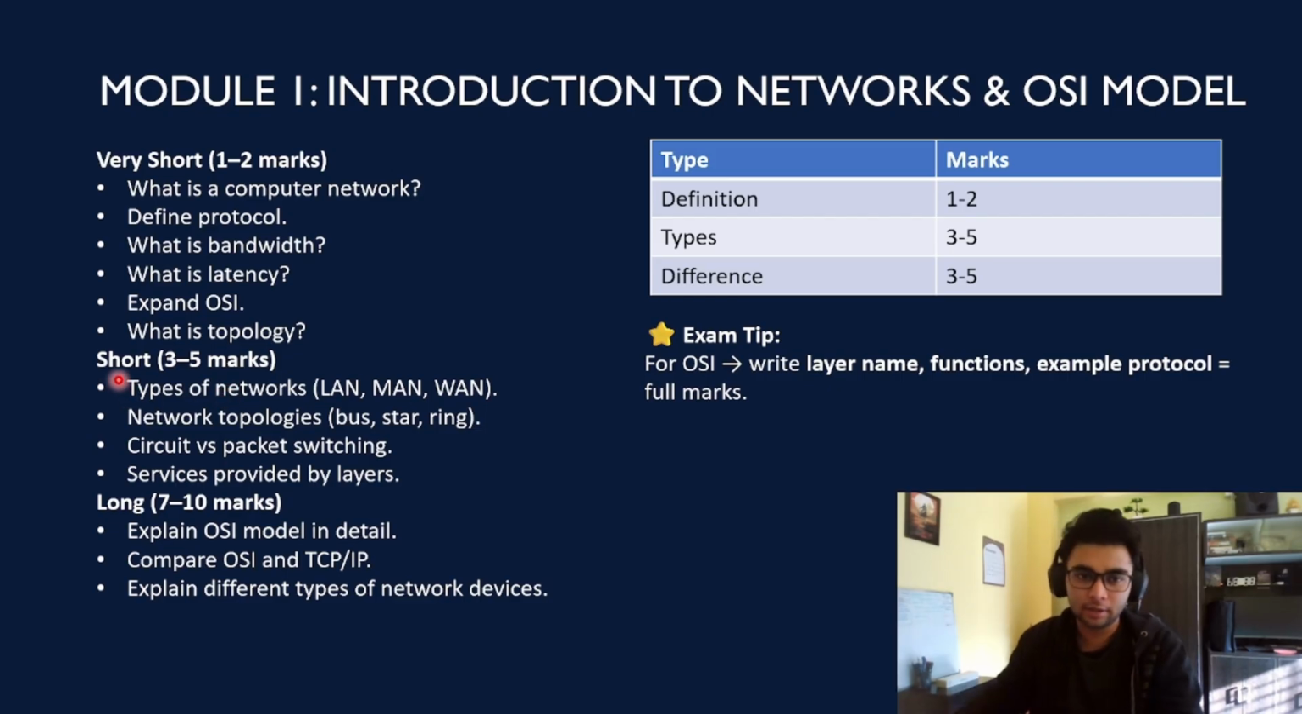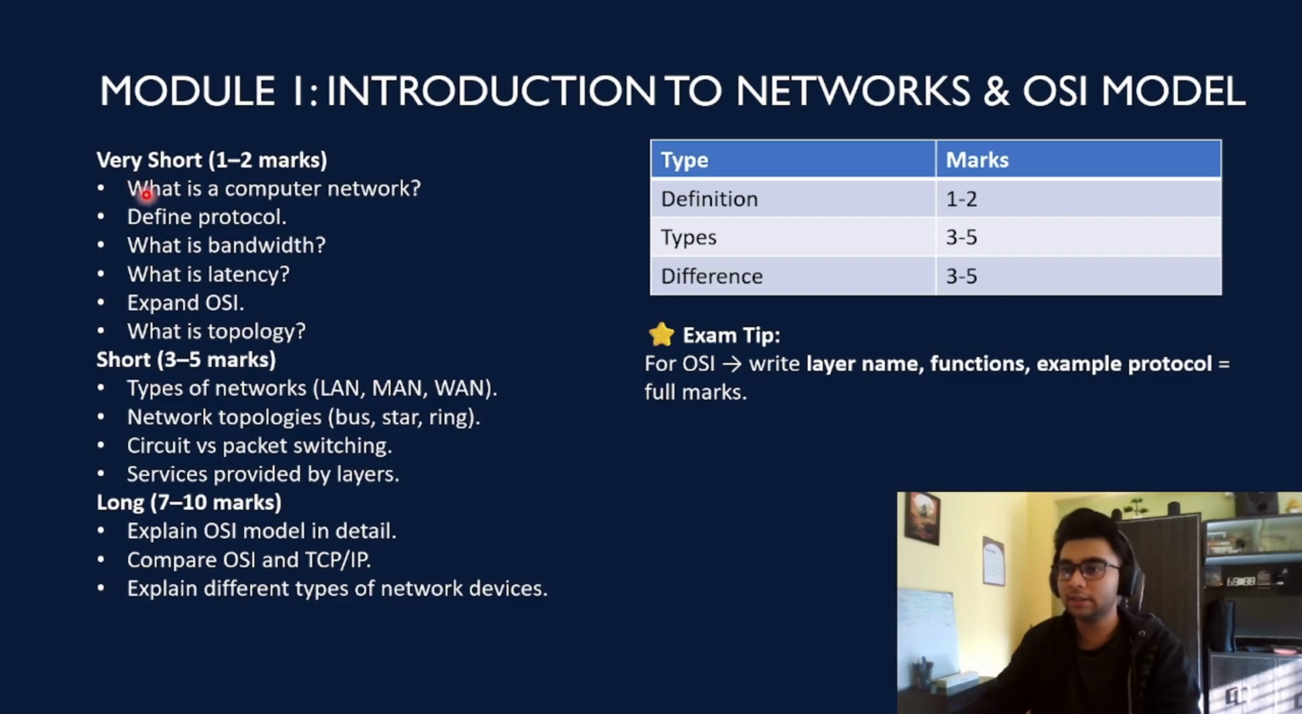Now, here's the thing. If you get a question that is around 5 marks, and the question is like, what are the types of networks or what are the network topologies? In these two cases, you need to draw the diagrams. Whenever the marks are 5, or 5 to 7 marks or 7 to 10 marks, you have to draw the diagram. It is not that you need to exaggerate what you're writing, but if you draw the diagram, then the examiner will be able to understand through the diagram what you want to explain.